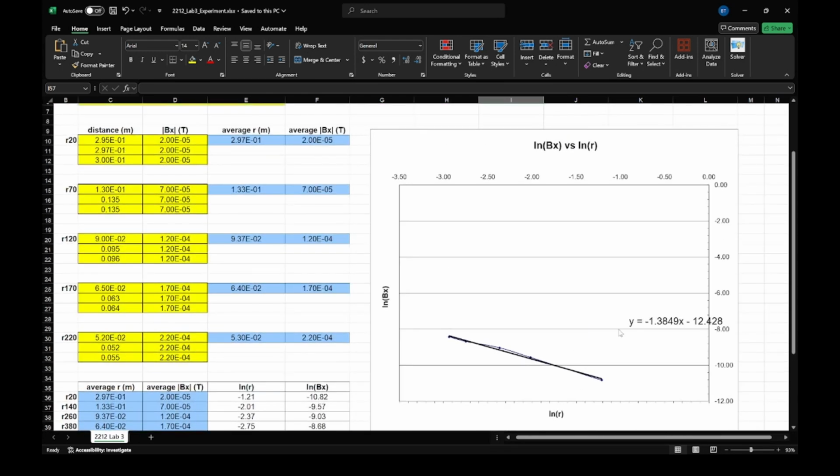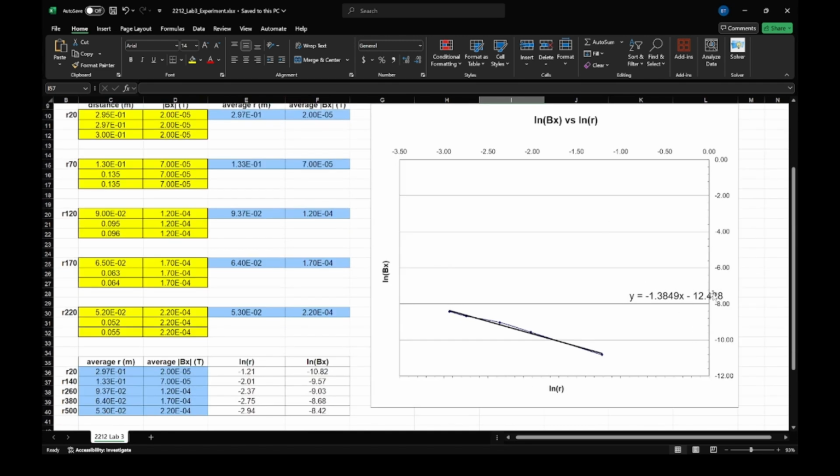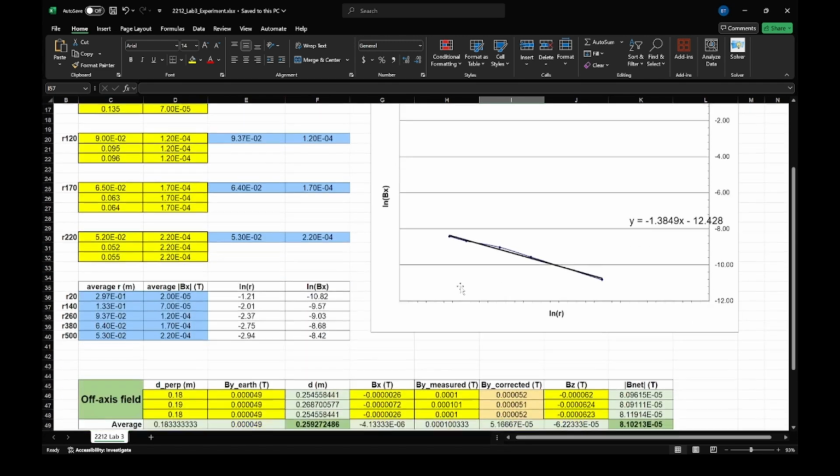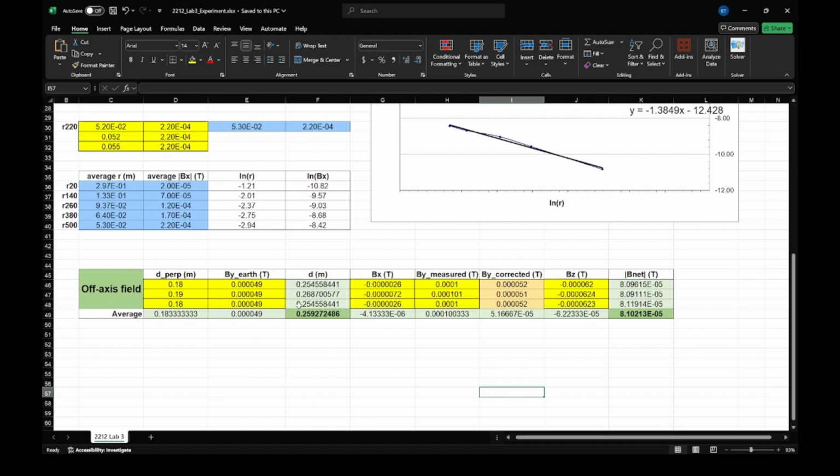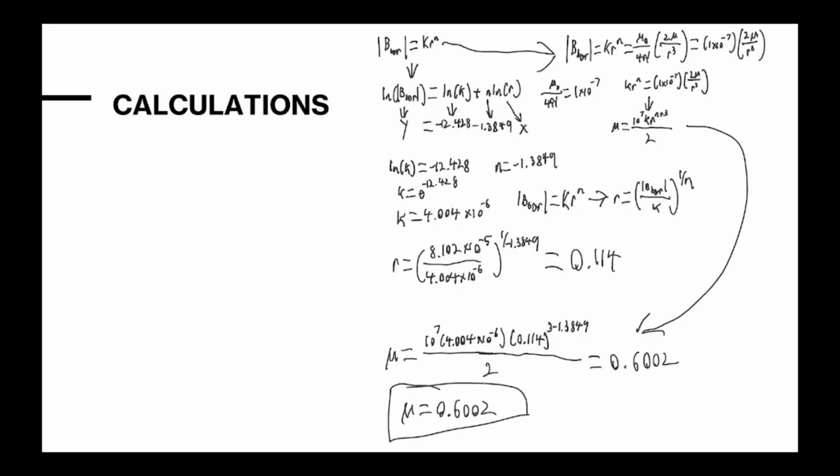We have an actual linearization graph here, which gives us the K and the N. And then we have our off-axis field calculations, which includes dperp by Earth, all the various B, X, Y, Z stuff, and then the magnetic field net. Here are the calculations that we used for our simulation following the experiment.